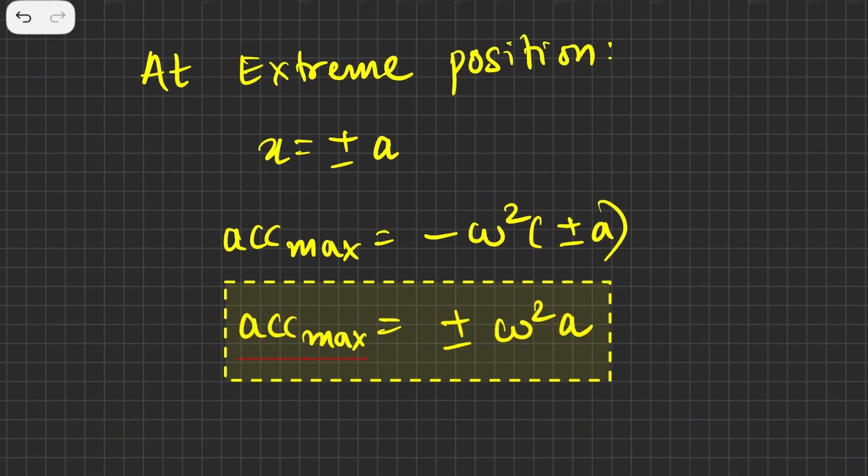Now plus minus why? Because there is a chance that the acceleration will be positive and there is a chance that the acceleration would be negative if it is going in the opposite direction. So that's why we are getting the maximum acceleration formula as this.